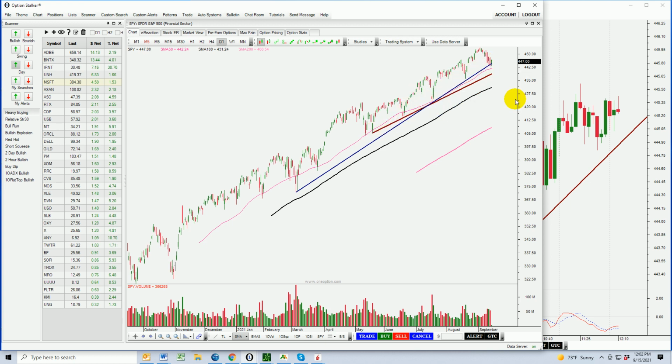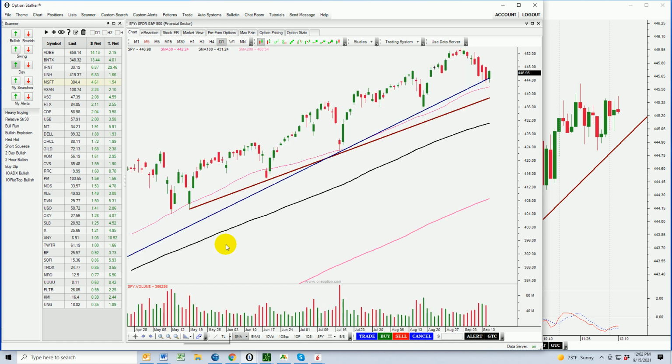So buyers love to buy dips. They wait for these dips to come in, they wait for that support to be formed, they're looking for major technical areas like this to buy on. So let's go into a normal view of the daily chart.